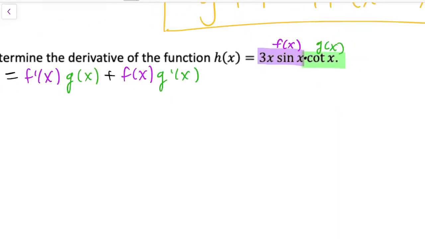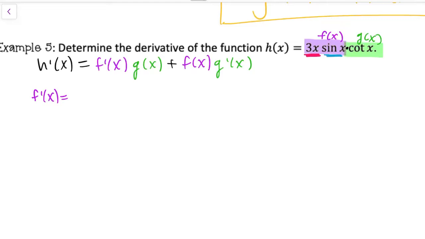So f prime of x, we break down into, okay, here's the first piece of that function, and here's the second piece of that function. So the derivative, f prime of x, is going to be the derivative of the first piece, derivative of 3x is 3, times the second, sine of x, plus the first, 3x, times the derivative of the second. The derivative of sine is cosine. So that is what we will be using just for f prime of x. So that is all going right there.